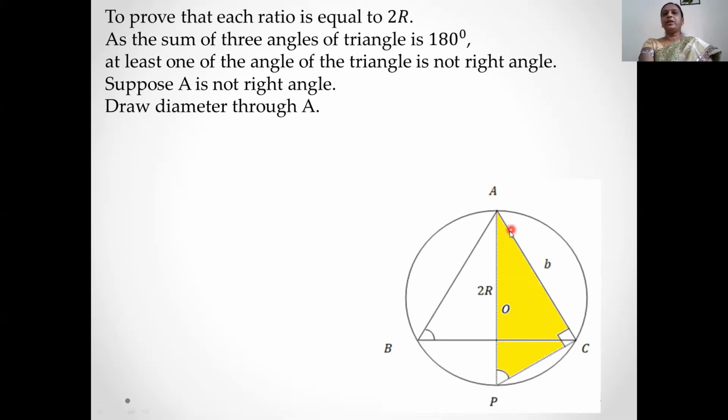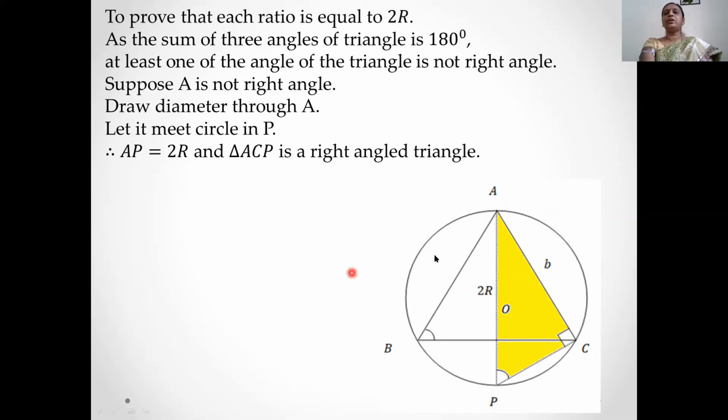Now we will draw a diameter through this angle A, and suppose that diameter meets the circle at the point P. This is the circumcircle of the triangle ABC. Now we have considered the radius of the circle is R. If the radius of the circle is R, then this AP is the diameter, and obviously this will be 2 times the radius, that is 2R. Therefore, AP is equal to 2R.